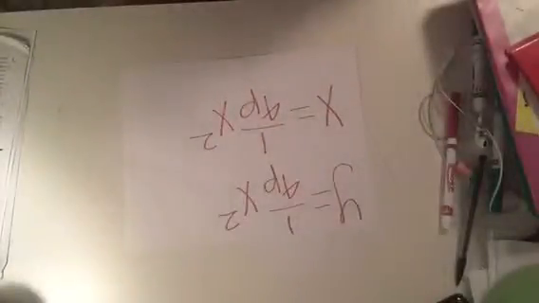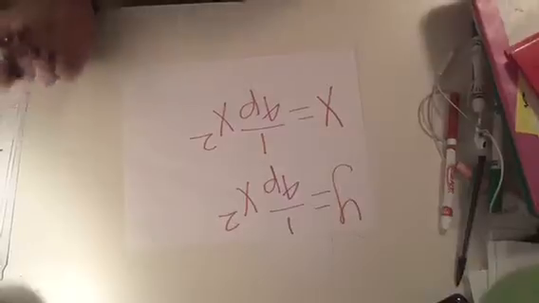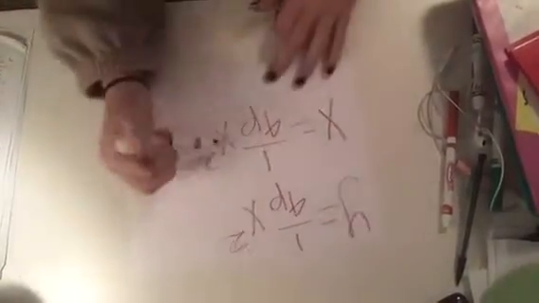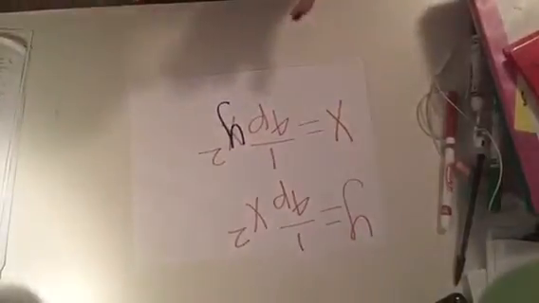So let's get started. Whenever you're trying to find the focus and directrix, you always are going to use these equations. So you always want to solve for the variable that is not being squared. Okay, sorry, that obviously doesn't make any sense.